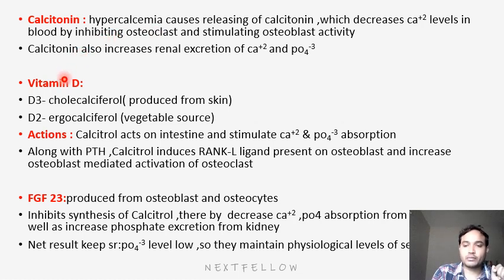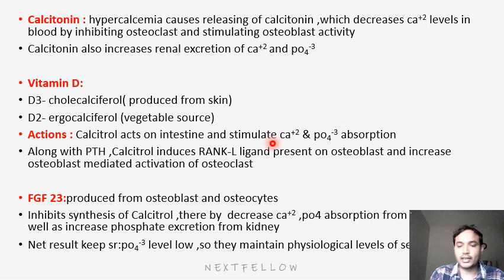Next is the vitamin D mechanism. Vitamin D has two types, vitamin D3 and D2. D3 is known as cholecalciferol, and it is produced in the skin. Vitamin D2 is known as ergocalciferol, and it is a vegetable source. The active form of vitamin D3 is known as calcitriol. It acts on the intestine and stimulates calcium and phosphate absorption.